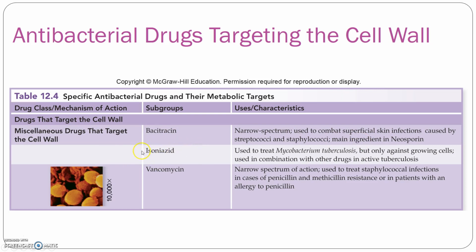Isoniazid is a common drug that targets the cell wall, and it's powerful in combating tuberculosis. And then the last one you may have heard of as well, this is vancomycin. Vancomycin is also a drug that's sometimes chosen in cases where there's allergies to penicillin or there's methicillin resistance in certain patients.